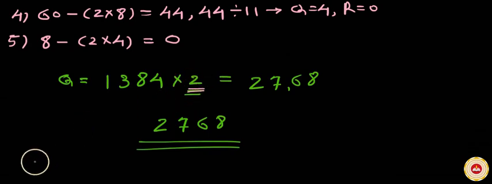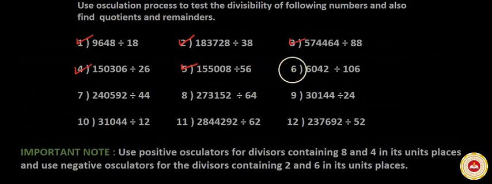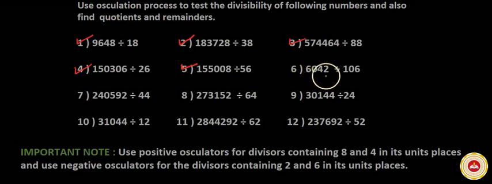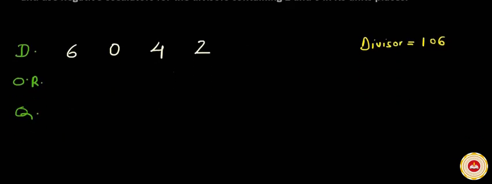So friends, next example, 6042 divided by 106. So I have written already here 6042 and divisor is 106. So 6 in the units place. So let us calculate negative osculator. To calculate negative osculator, let us multiply given divisor by 2. So 106 multiplied by 2 is 212. Now we got 2 in the units place.